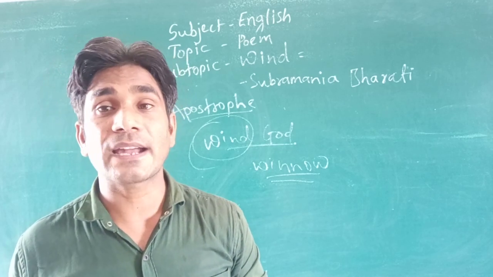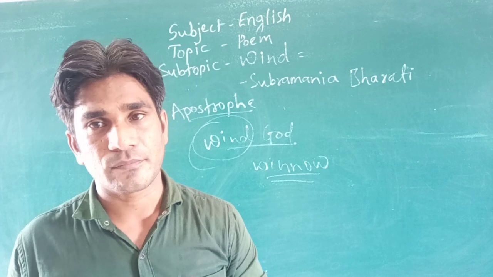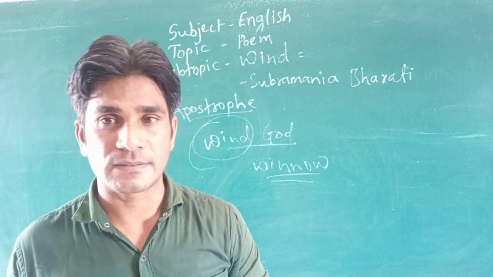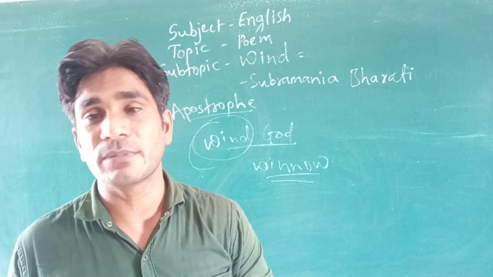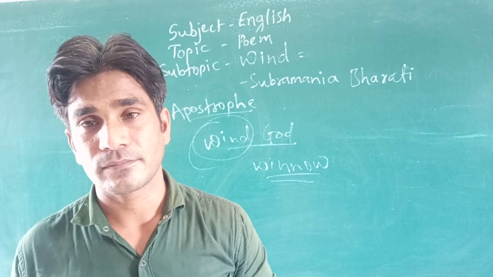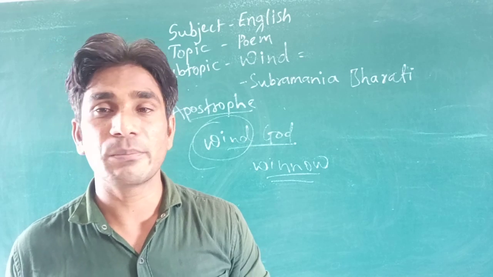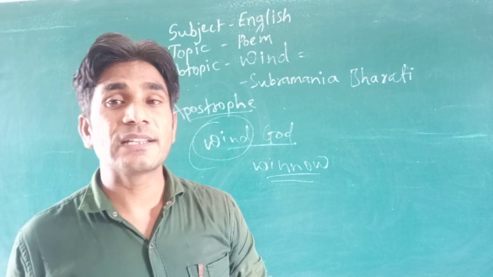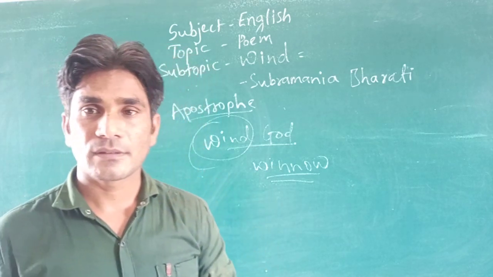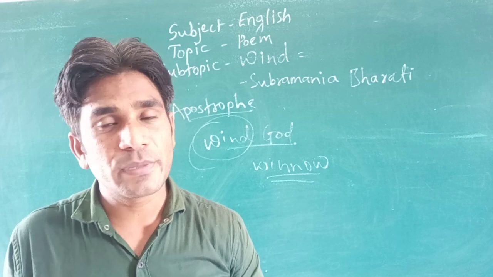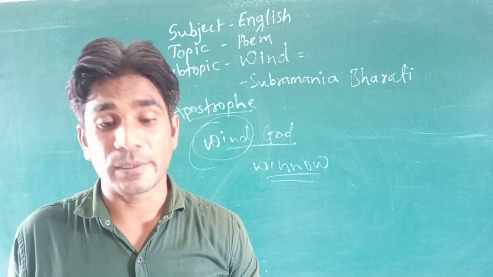Then there he says, don't scatter, bikherna. Okay, don't scatter the papers, the papers which were there on the table or in the room. Yes, don't scatter them. Scatter na karo, unhe bikhero na. So this way the poet is making a request to the wind to blow softly. Don't break the shutters, don't scatter the papers.